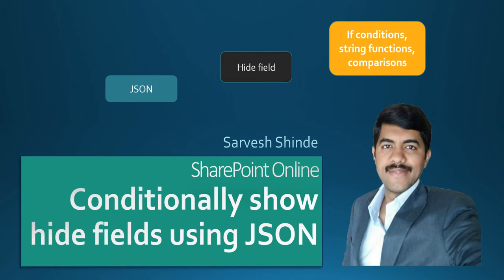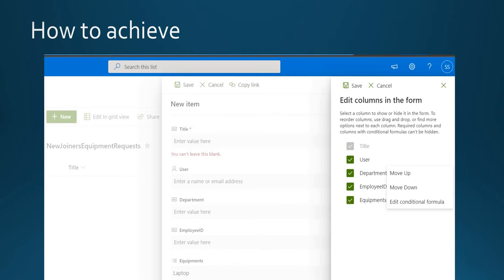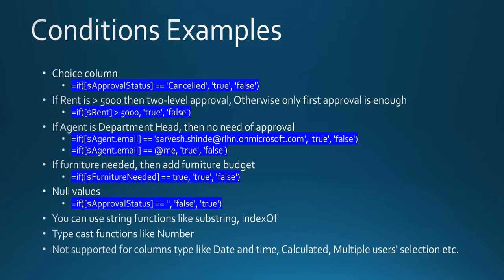Today in this video we'll be looking at how we can conditionally show and hide the fields using JSON on the SharePoint Online list forms. So let's directly jump into how we can achieve it, and we'll also be looking at some of the examples, some of the conditions using which we will be hiding the fields on the list forms.